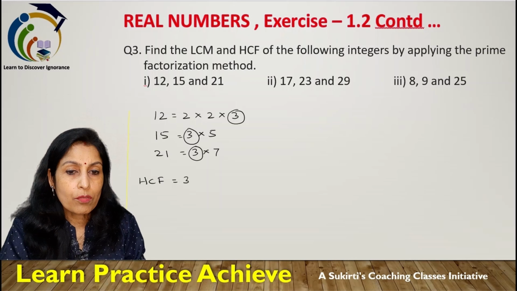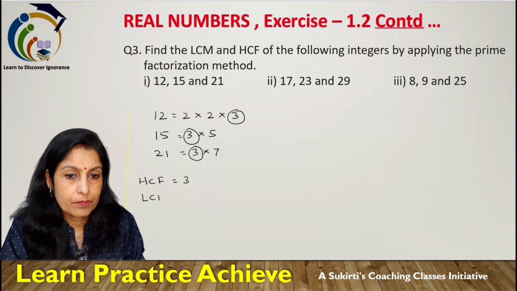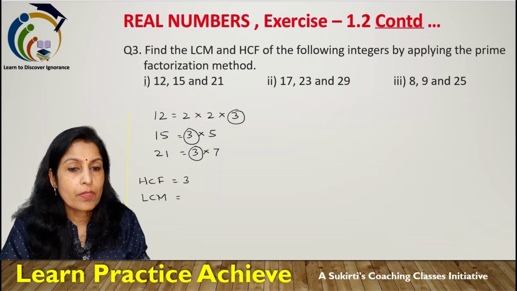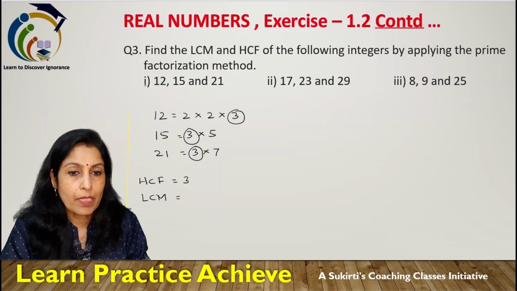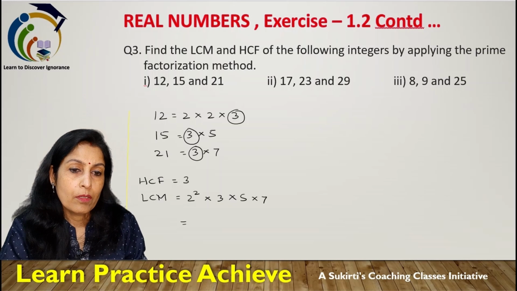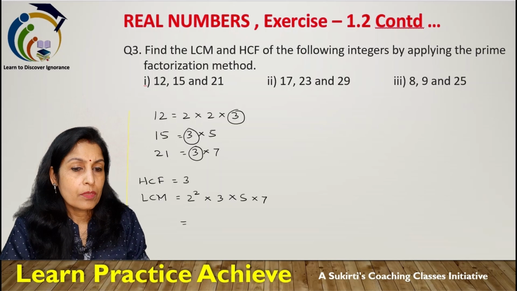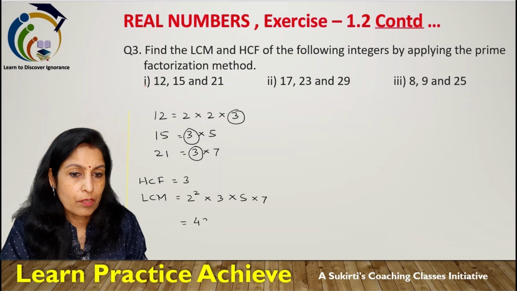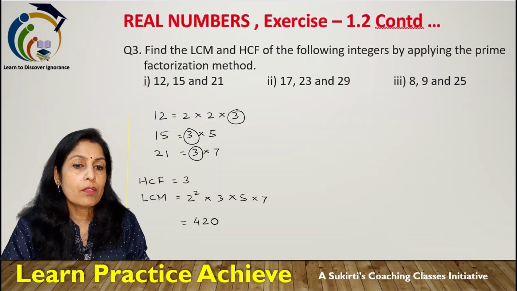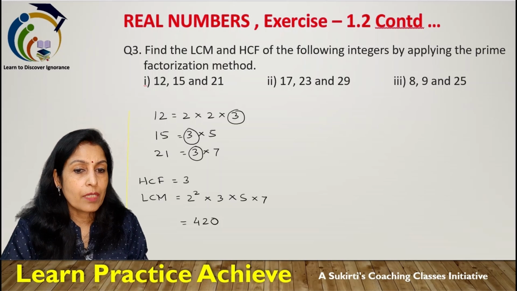When we find the LCM of the given numbers, LCM is equal to the number which has the highest power along with the other numbers left. So here we will take 2 to the power 2 into 3 into 5 into 7. So 4 3s are 12, 12 5s are 60, 60 into 7 is 420. So LCM is 420 here. So we can easily find the factors, SCF and LCM.